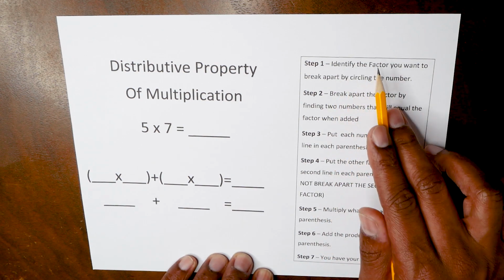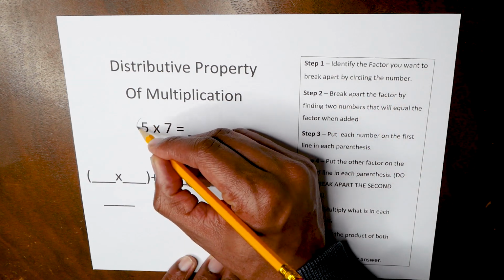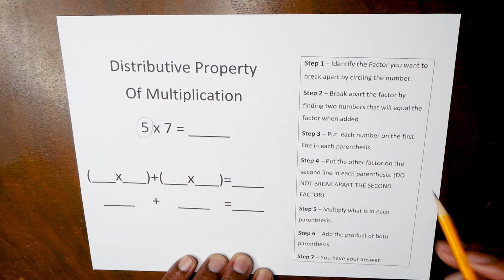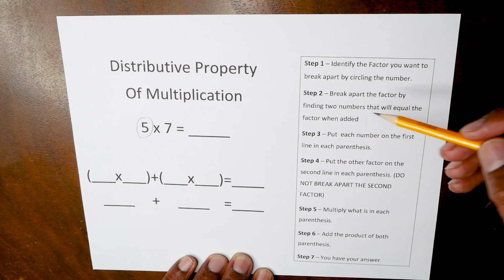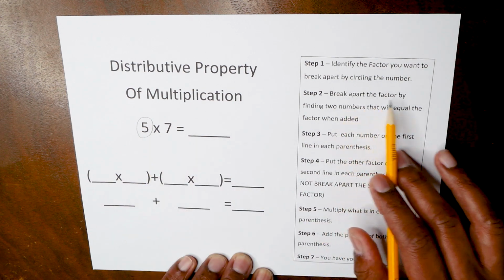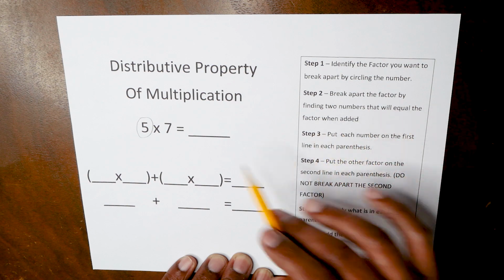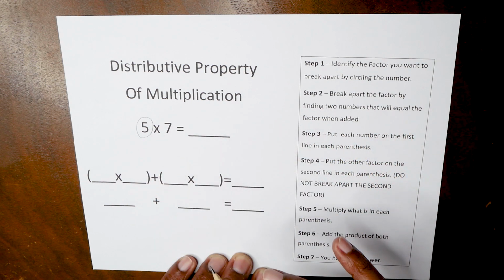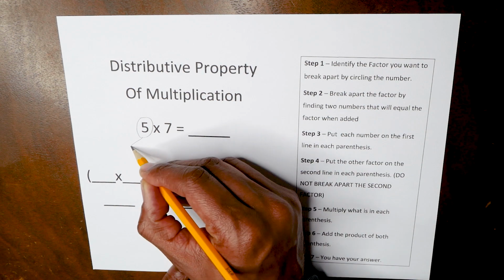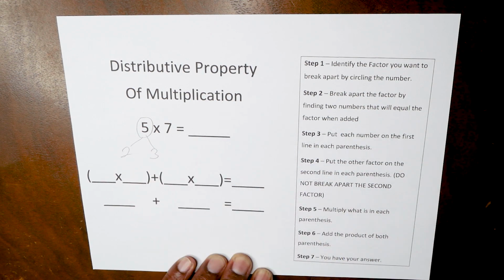Step 1, I'm going to identify the factor I want to break apart. I'm going to break apart the 5. Okay, now I'm going to identify 2 numbers when added that will give me 5. So I'm going to break apart the factor by finding 2 numbers that will equal the factor when added. This factor is 5. I'm going to choose 2 plus 3. 2 plus 3 equals 5.